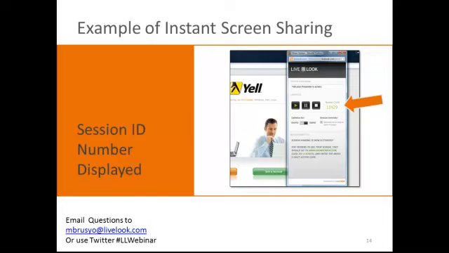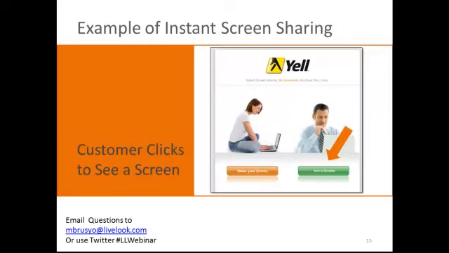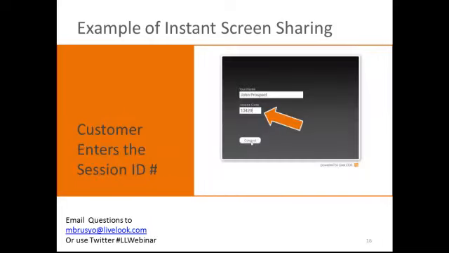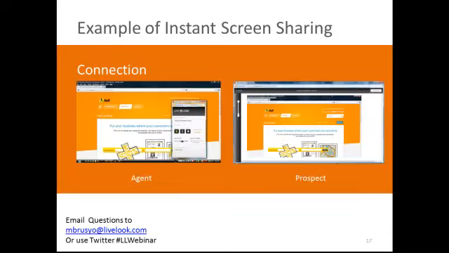The customer would click on See a Screen, enter in that access code, and then again, screen sharing takes place. No downloads necessary. The prospect, in this case, will see exactly what the agent wants them to see. And in this case, it might be a presentation on Yell's services. So these are the 2 user experiences: one for co-browse, and one for screen sharing. As you can see, both are very easy and simple to use.